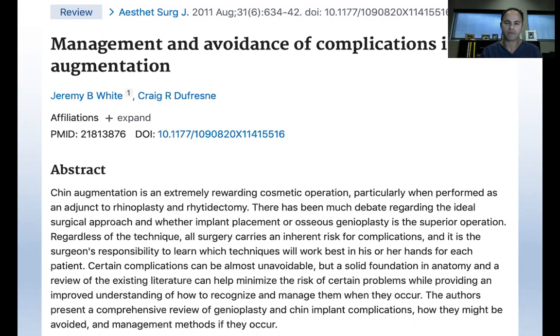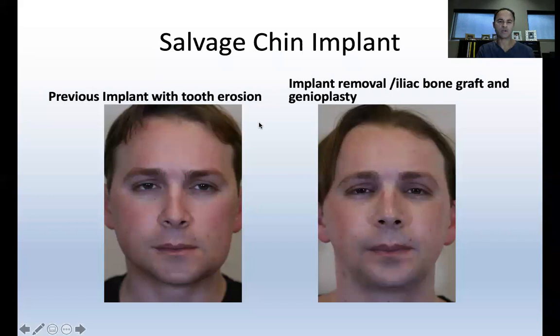This is a patient that suffered a complication and was referred to me. He had an operation performed in New York, came down to Texas, had a previous chin implant and angle implants, and had tooth erosion secondary to an implant placed in the chin. He had cortical resorption and asymmetry still present. I elected to remove the chin implant and place an iliac bone graft as well as a sliding genioplasty to correct the deficiency that remained.